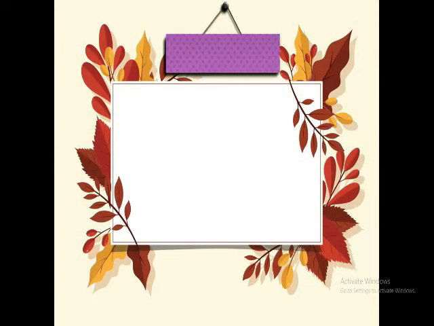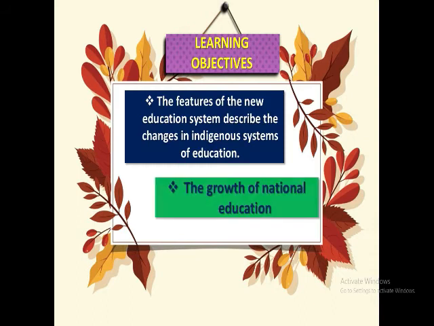What are the learning objectives we are going to learn from this chapter, children? The features of the new education system, describe the changes in the indigenous systems of education and the growth of national education. So these are all the learning objectives we are going to learn from this chapter. So let's start our topic.